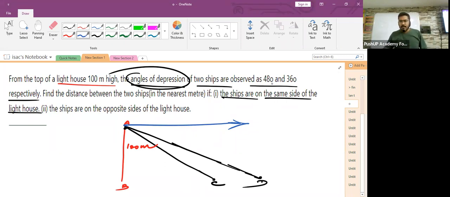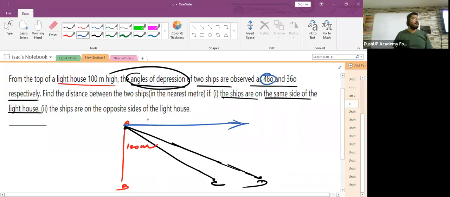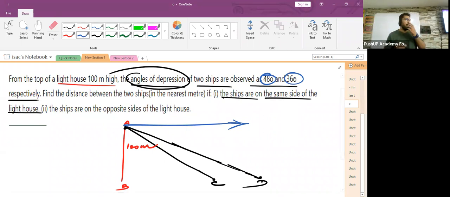Now children, what is the first angle of depression? 48 degrees. And the second angle of depression is what? 36 degrees. Now some students find it a little confusing to represent the angles of depression, whether this angle should be 48 or this angle should be 36. Those kinds of confusions will happen. For that, just to get rid of that confusion, I have taught you a method.